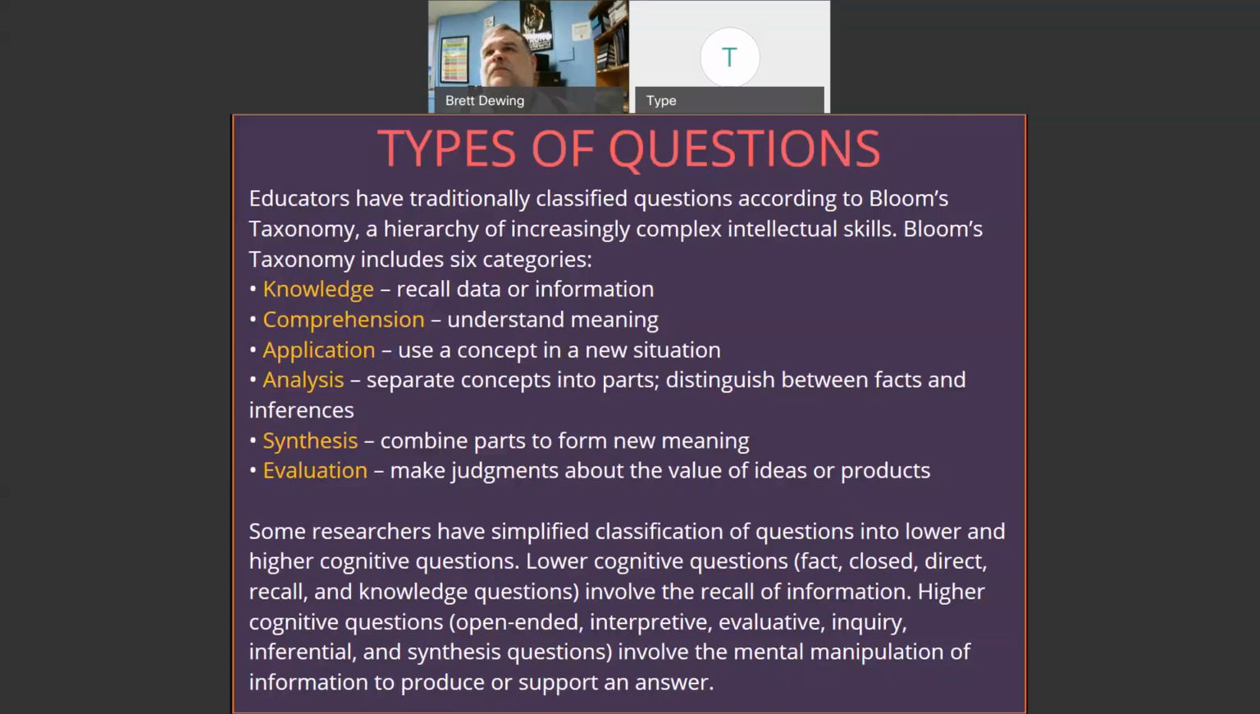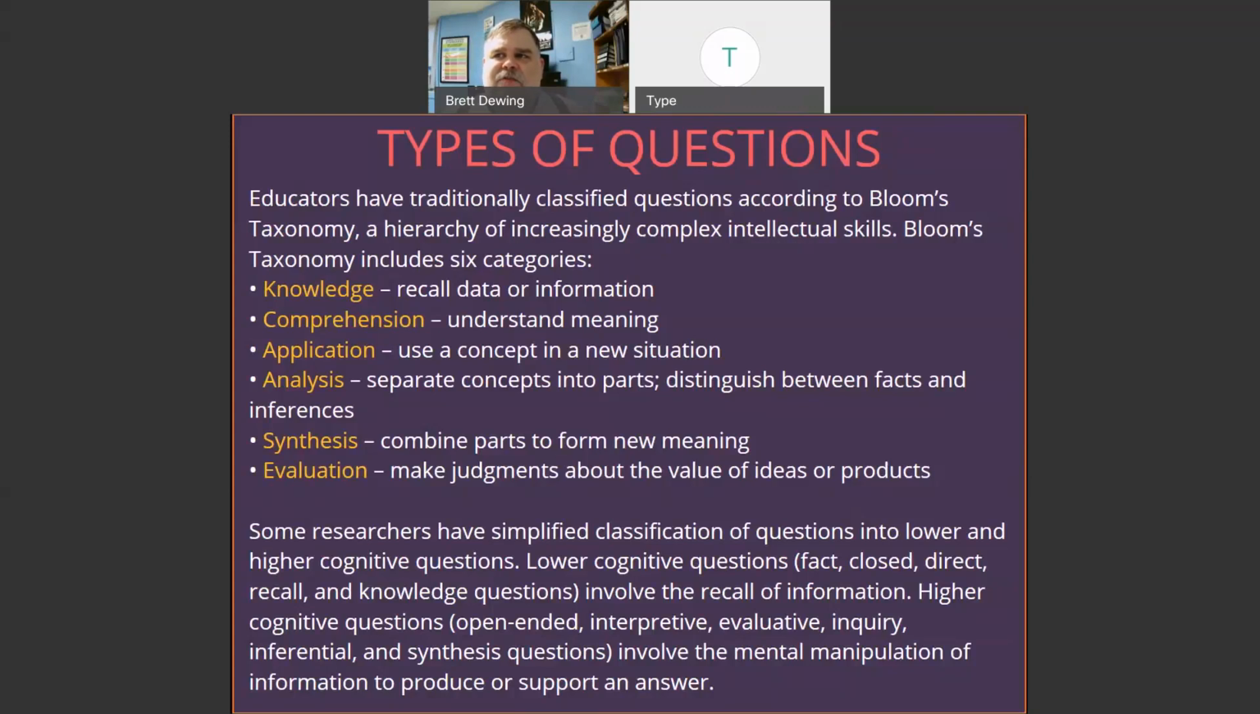Those are, like we talked about with knowledge there, a little bit of comprehension. Those are the lower cognitive questions, recalling information. Higher cognitive questions are open-ended, so they could have any answer. They're interpretive. You can interpret the question in different ways. You interpret it one way or the other.